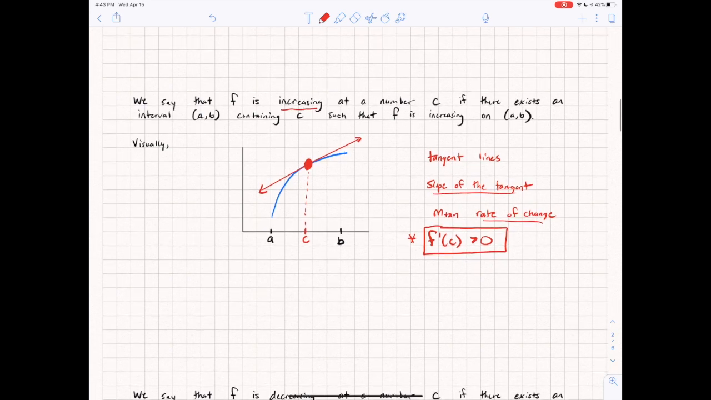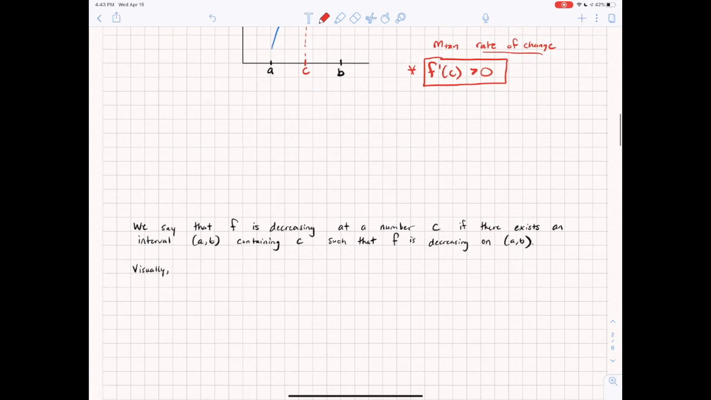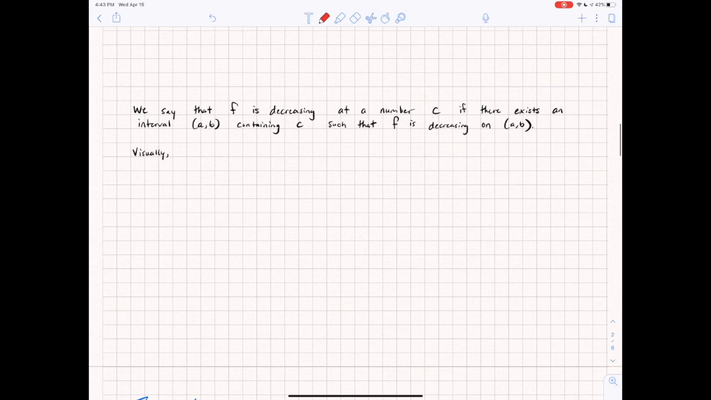All right, well, if that's what we say for increasing, then if we flipped this and said, okay, we say that f is decreasing now, so we're focusing on the opposite. Well, we say that it's decreasing at a number c if there exists an interval from a to b containing that number such that f is decreasing on the interval. So if I was to go through and do this visually again, and I was to draw a first quadrant here, and I'll extend this a little bit.